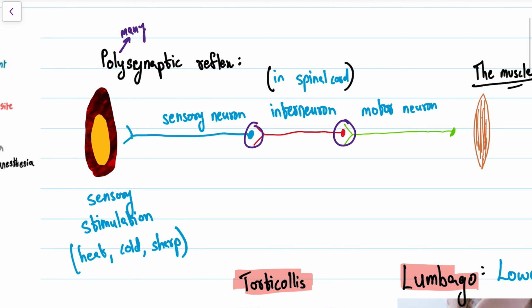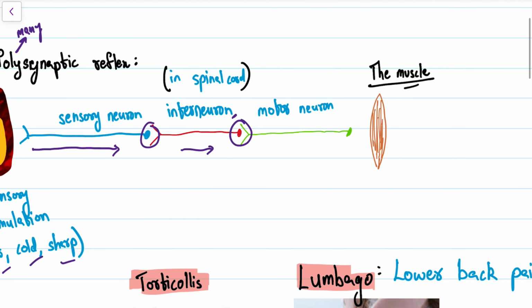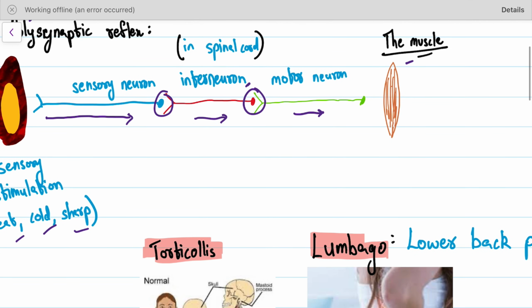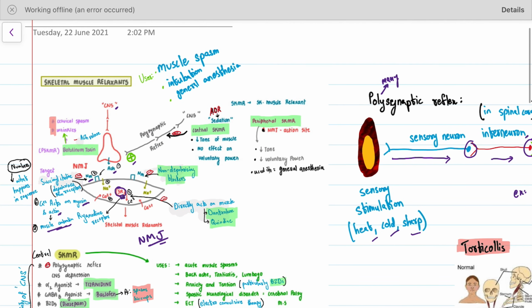When there's a sensory stimulation like heat or cold or touching of a sharp object, that information passes via the sensory neuron and enters the interneuron. This is one characteristic feature present in the spinal cord. From the interneuron, instead of going to the CNS, it goes to the motor neuron and reaches the muscle and causes muscle contraction. One of the main examples is the withdrawal reflex. To inhibit that muscle contraction, we use drugs known as skeletal muscle relaxants or SKMRs.